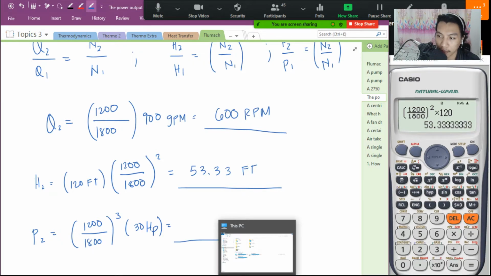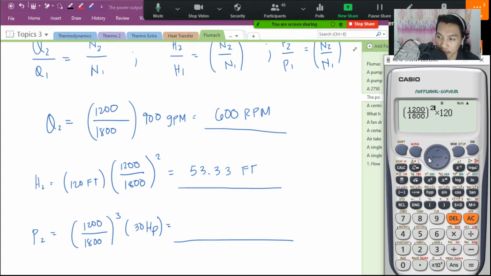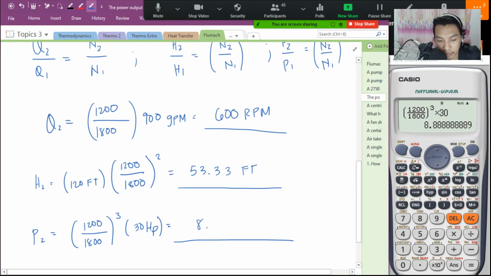Yan. Tapos, i-cube ko na lang to. Tapos to, multiply to 30. Okay? Ganun lang kasimple yun. 8.89 HP. Basic ba? Oo, madali lang yan. Napakadali lang.